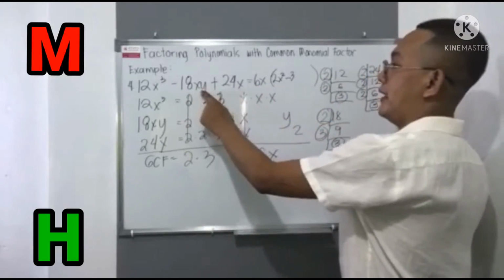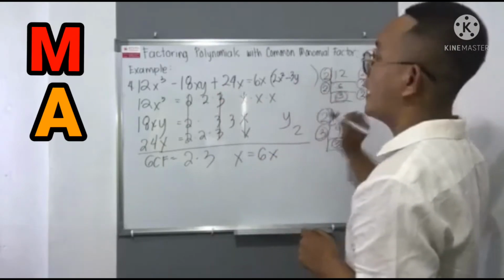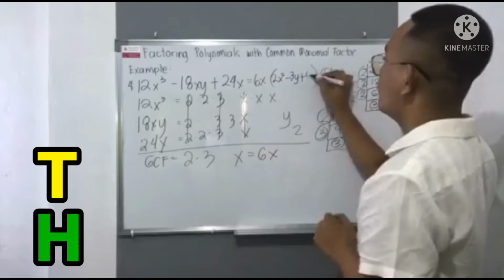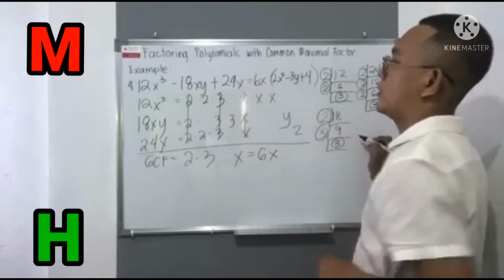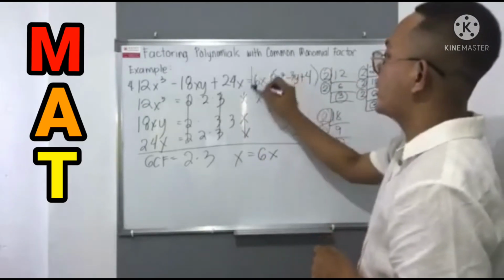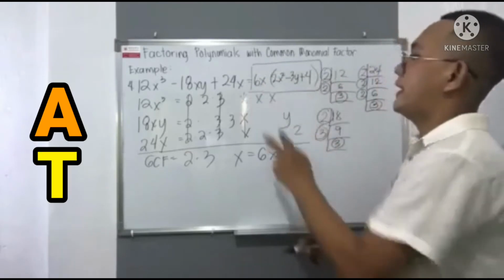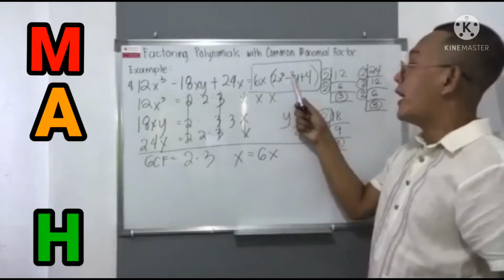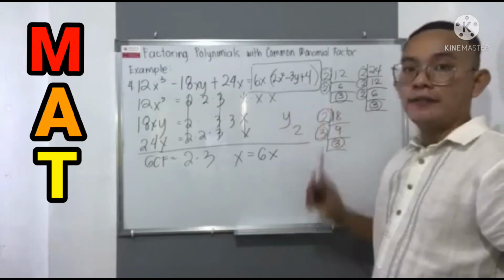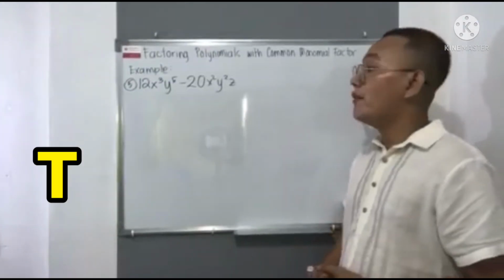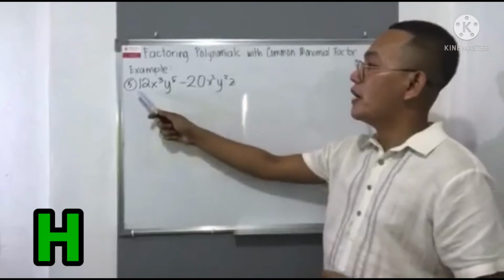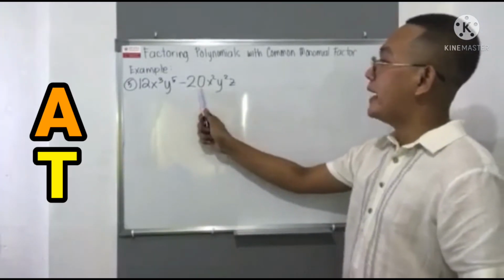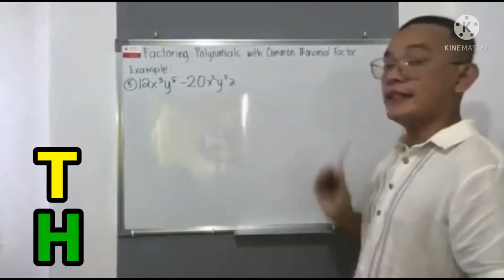Or cancel na. And then, copy natin yung y. Plus, 24 divide 6 equals to 4. And then, x divide x equals to 1. So, ang final answer natin is 6x times 2x squared minus 3y plus 4. Let's have another example, number 5. We have 12x cubed y to the 5th power minus 20x squared y squared z squared.